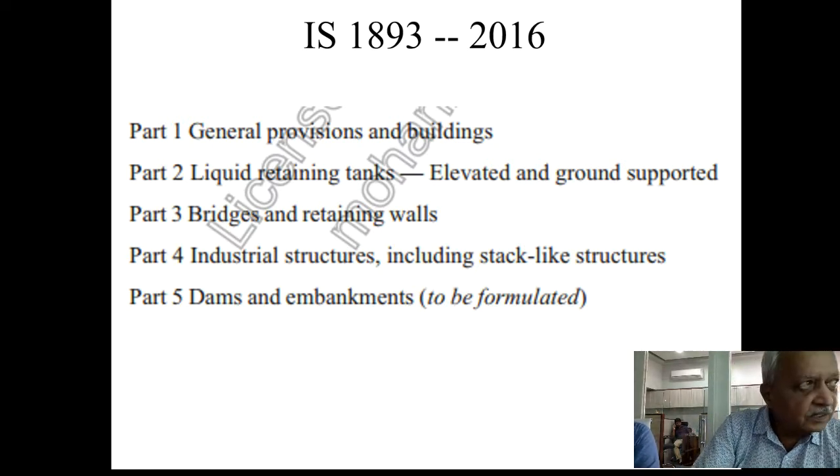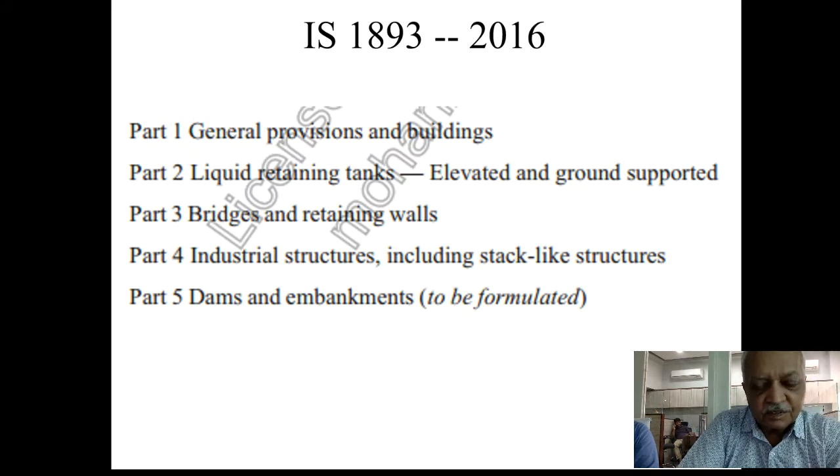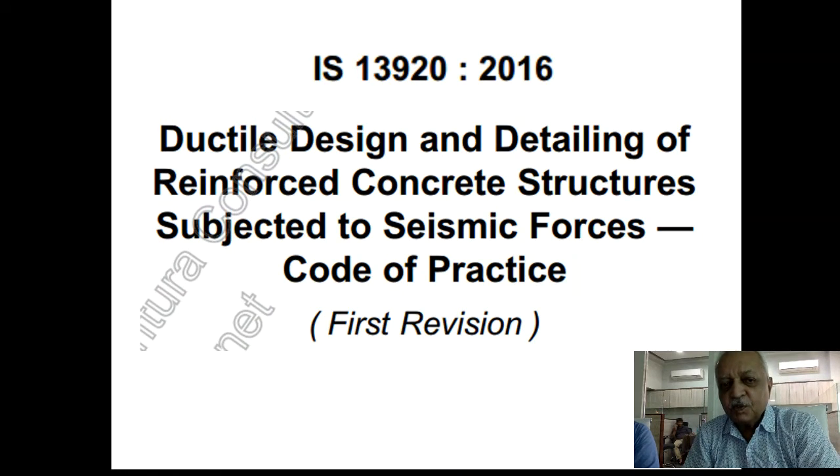Because of the input they received from industry, and because of the special features associated with these structures, they have now divided it into 5 parts. While IS 13920 is for ductile detailing, that is, once you design the main reinforcement for any structure, for columns, beams and so on, you have to provide some additional details in those elements, so that under severe earthquake the structure will perform satisfactorily, to the extent that it will not collapse.